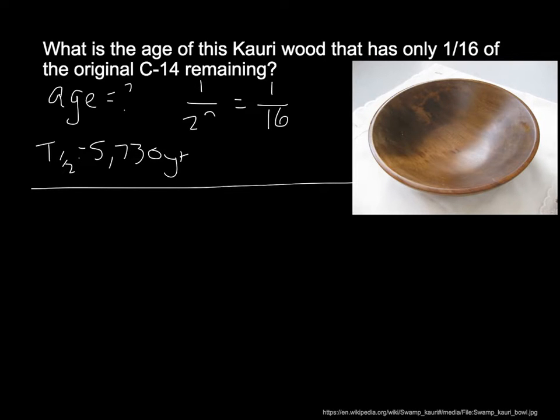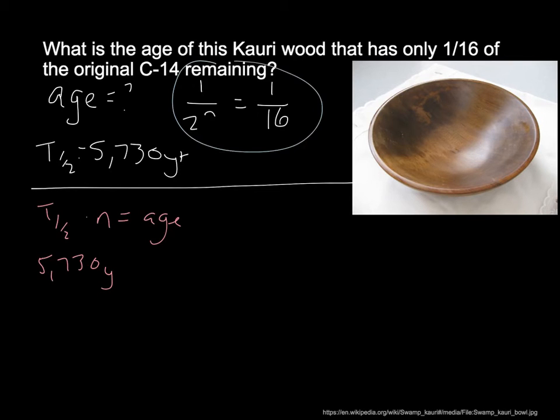So if we want the age, the equation we know is T1/2, the half-life, times n, is equal to the age. The half-life we know is 5,730 years, but in this case we do not know the n number of half-lives or the age of the object, so we can't solve this equation all the way out yet. We are going to have to use some other information in order to get that n to solve for the age. So I hope you can see that that will probably come from right here.